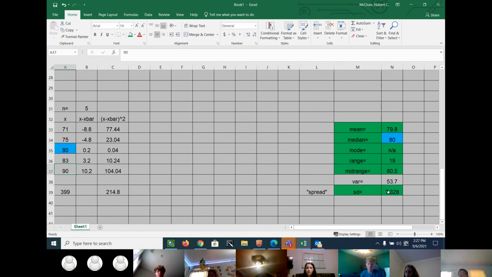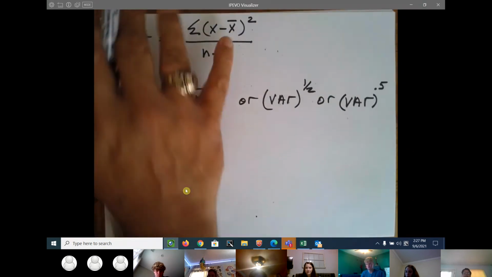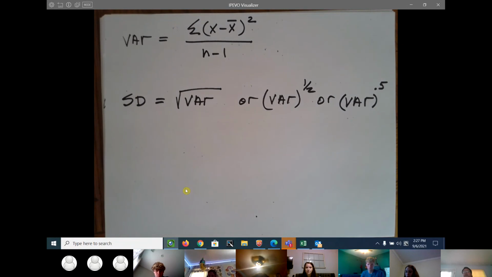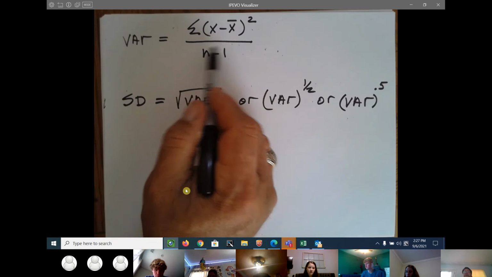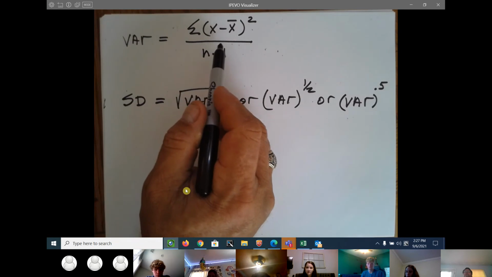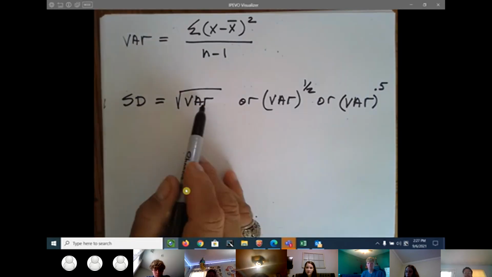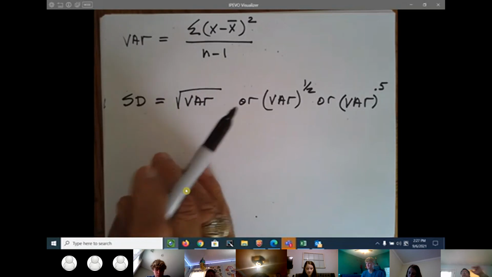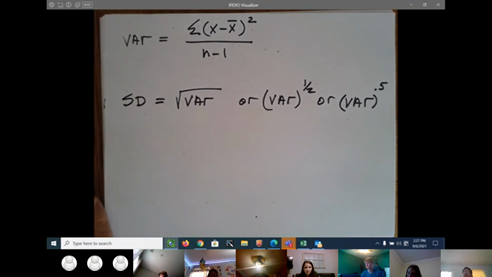So all you got to find is the variance. There is the formula for the variance. And there is the formula for the standard deviation. Square root, you're right.